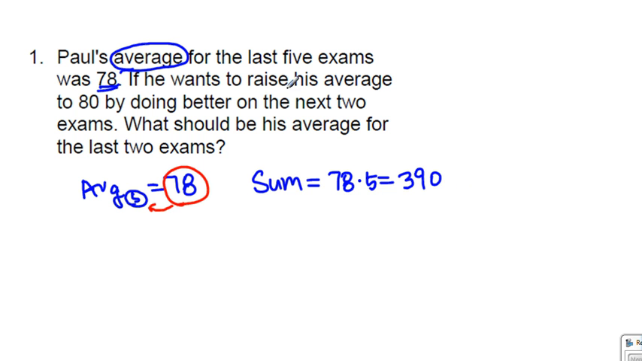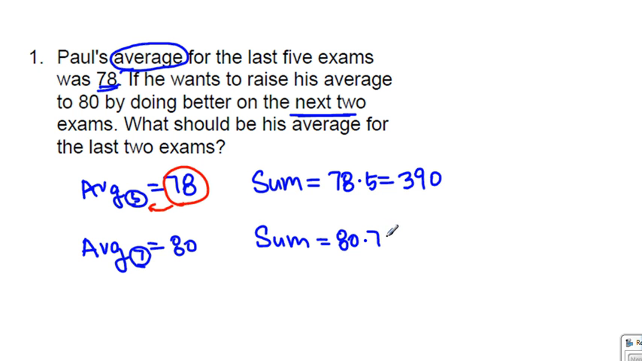Then, the question is this. If he wants to raise his average to 80 on the next 2 exams, so that means now our new average, we want that to be 80, but it's not out of 5, but now it's going to be 7, because we're going to have 2 more exams. Then what is our sum? Then sum becomes 80 times 7, which is equal to 560.